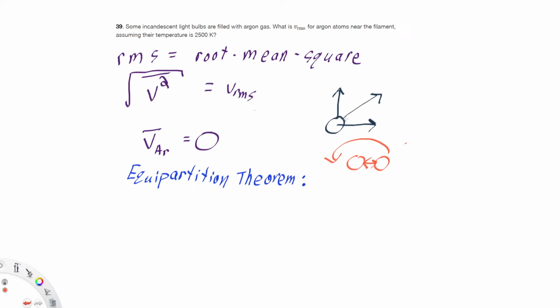So single atom gases and diatomic gases have different numbers of ways in which they can wiggle. Those numbers of ways are what we call degrees of freedom. In general, the equipartition theorem tells us that the average energy is going to be whatever the degrees of freedom is, times NkT, where this NkT is exactly the right-hand side of the ideal gas law.